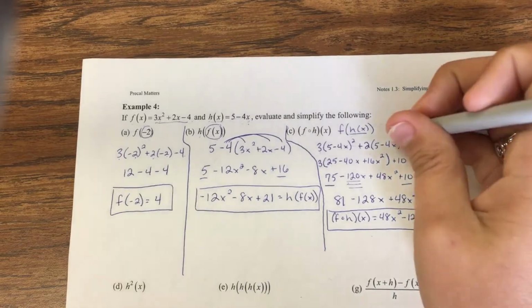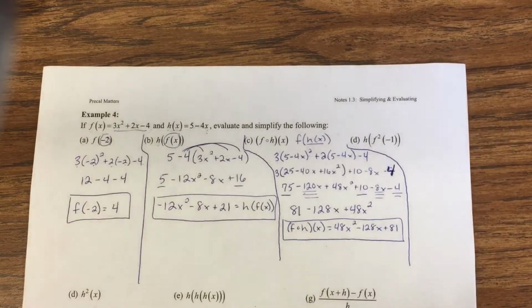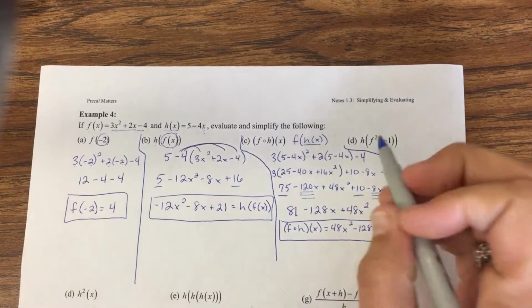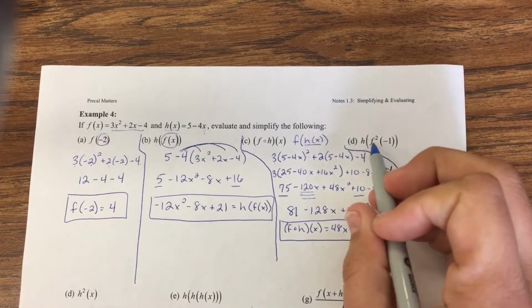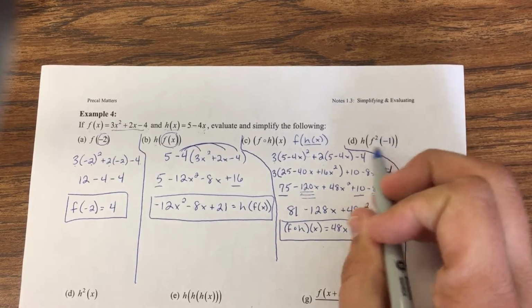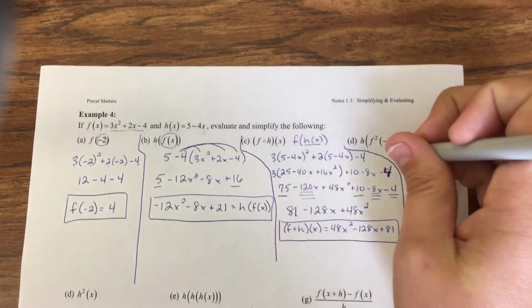Let's see if I can squeeze letter D in here. I think I probably can. It looks like it's going to be pretty small. Okay, so you'll notice there's a couple of different weird things going on in here. It looks like they plugged the -1 into the f function and then squared it, and then whatever they got, they plugged that into the h function. Okay, so let's take this in a couple of parts.